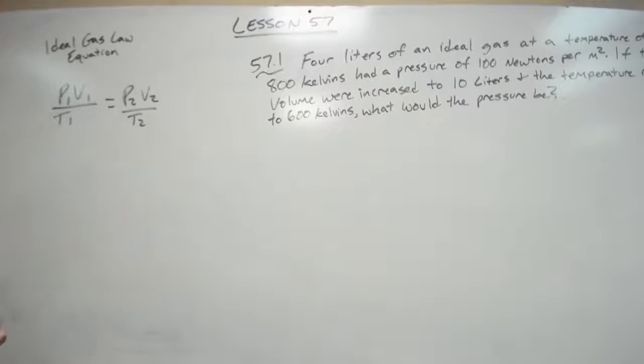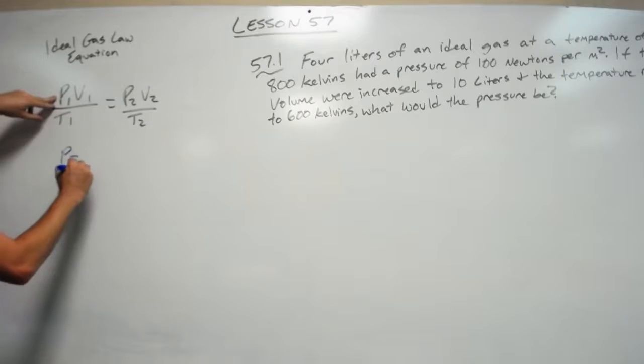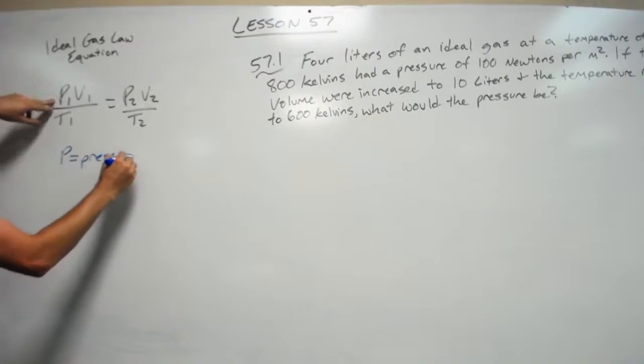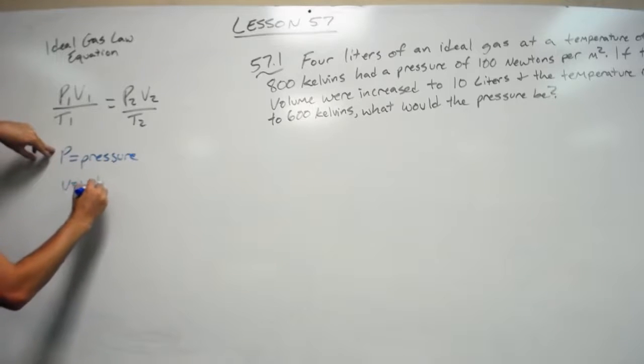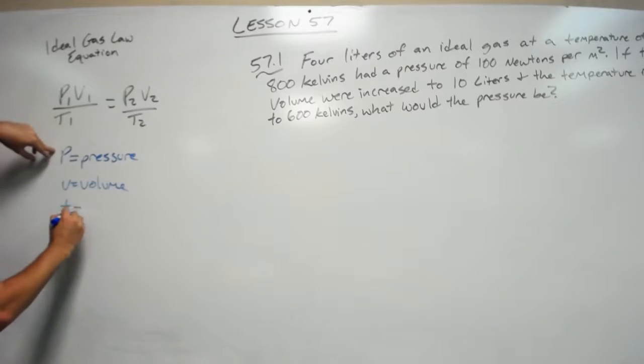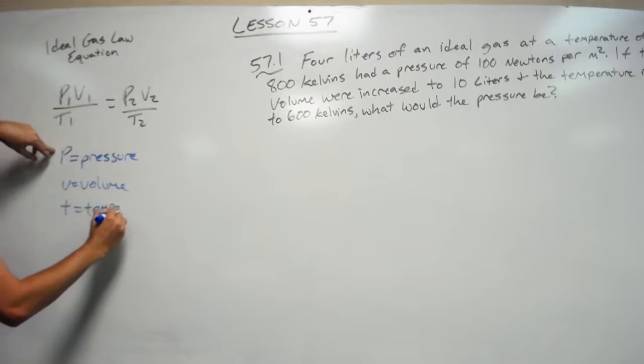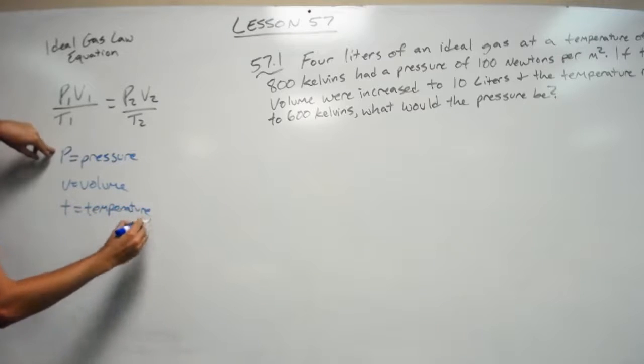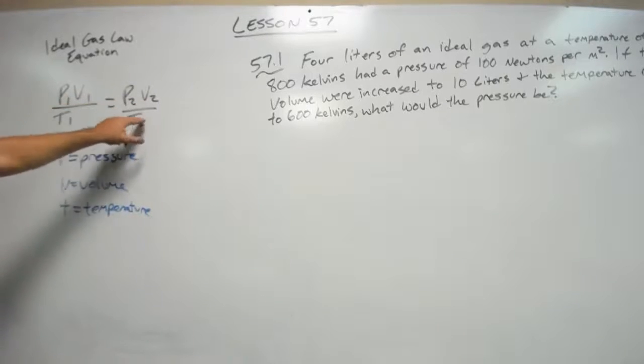We're going to talk about ideal gas laws in lesson 57. The ideal gas law equation is simply this, and you might have learned this in chemistry: P1 times V1 over T1. P stands for pressure, V stands for volume, and T is temperature, as you would possibly expect. And that equals P2 V2 over T2.